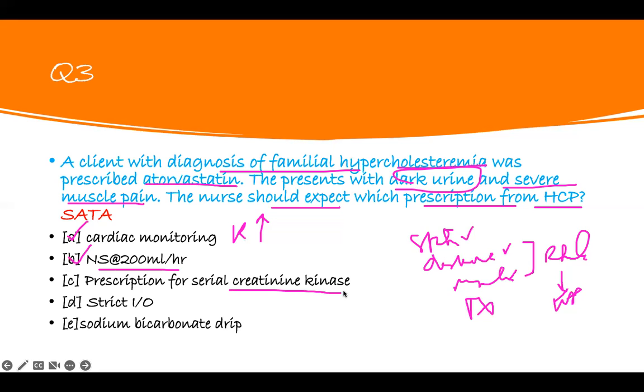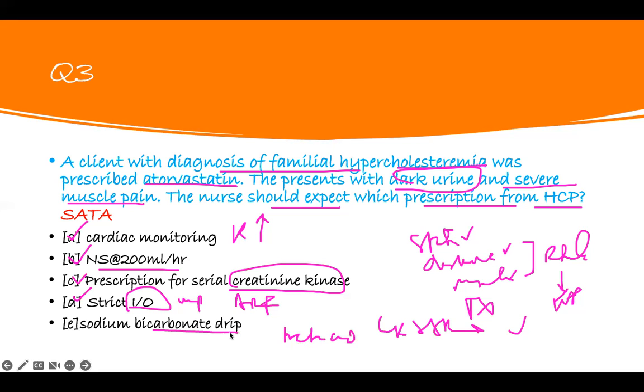Prescription for serial CK. Yeah, if it's rhabdo, I expect the CK to be more than 5,000, and you have to check it so that you can see that it's going down. When it starts going down, that means the rhabdo is resolving, is getting better, and then your management is working. So yeah. Strict I&O. Yeah, I want to know if the patient is peeing because he can go into acute renal failure. Yes. Sodium bicarb. Yeah, they develop metabolic acidosis. So I have to neutralize that by giving them bicarbonate.